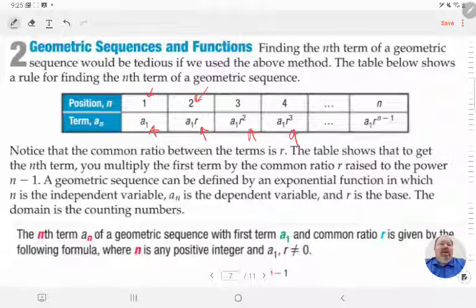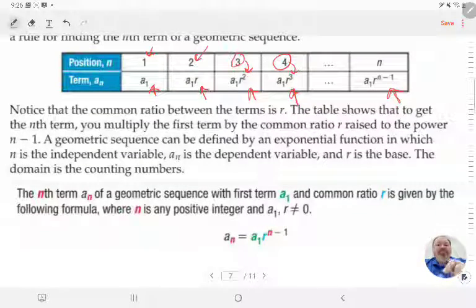So what we could say is the first term, A subscript 1, times R, the common ratio, to the n minus 1. So you notice that for the third term the exponent is 2. The fourth term, the exponent is 3. So we're just taking the term number minus 1 to figure out what the exponent should be.